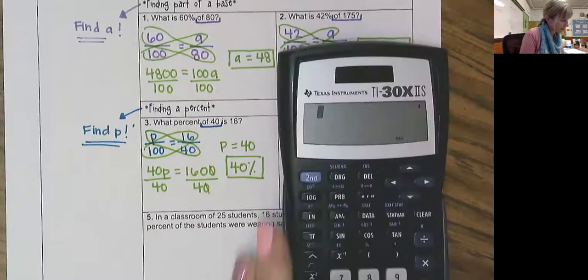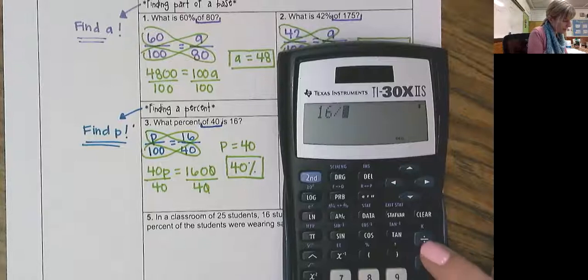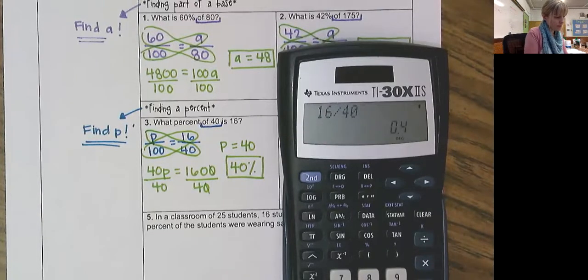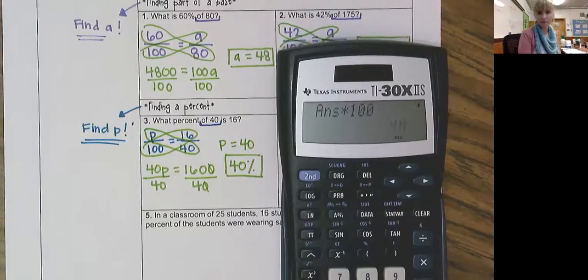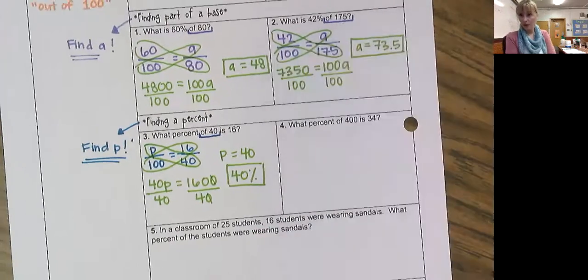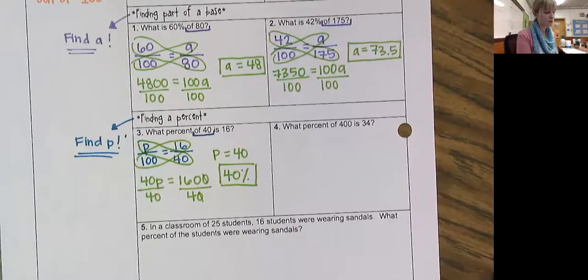Okay, well, I could check this. 16 out of 40, let's see if we get 40%. 0.4 is the decimal form of 40%. Okay, we're using equivalent ratios to answer these questions.